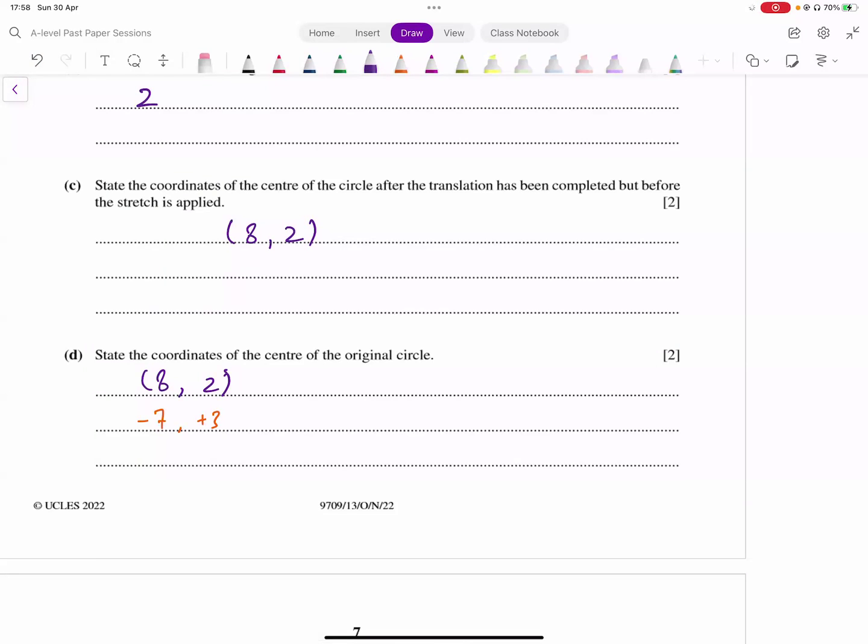And what does that give you? It gives you 8 minus 7, which is 1, 2 plus 3, which is 5. And that is the result that you get from this. 1 and 5, these should have been the coordinates of the original circle.